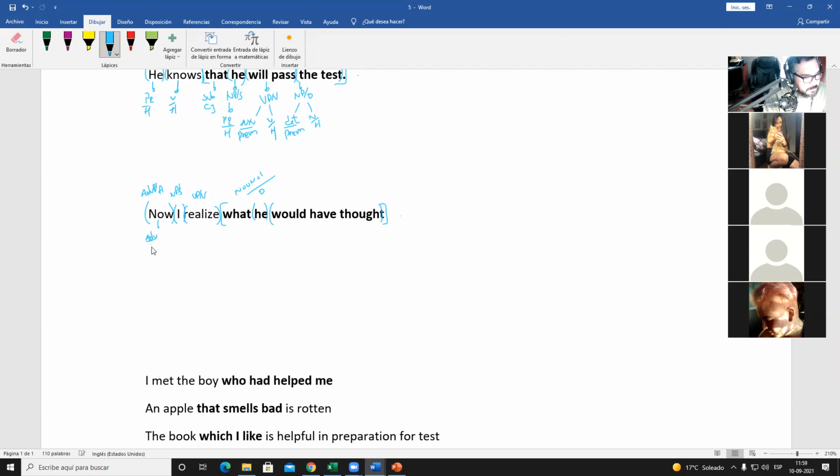Now es un adverb head. I es un pronoun head. Realize, verb head. Esta es mi subordinating conjunction. He, noun phrase subject, pronoun head. Would have thought, verb phrase verb. Would, auxiliary verb, premodifier. Have, auxiliary verb, premodifier. And then thought is the verb head. Eso.